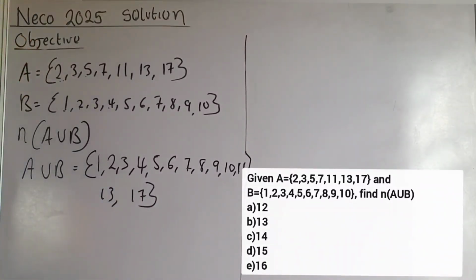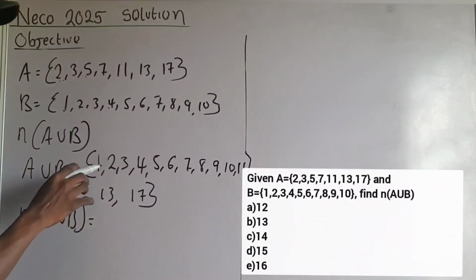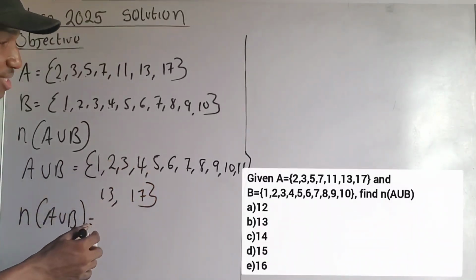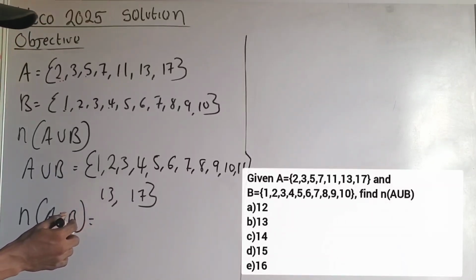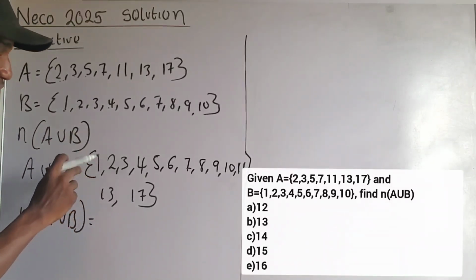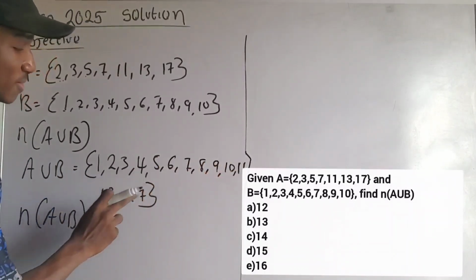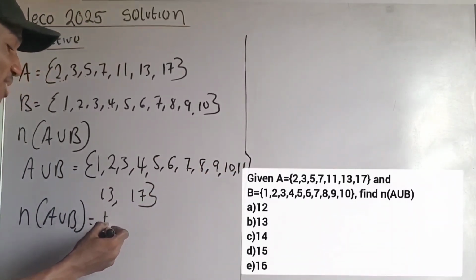Do you understand? Okay, so n(A union B) equals, now you're going to count all the elements here. We're going to count the number of elements that are present here. So we're going to have 1, 2, 3, 4, 5, 6, 7, 8, 9, 10, 11, 12, 13. So n(A union B) is 13.